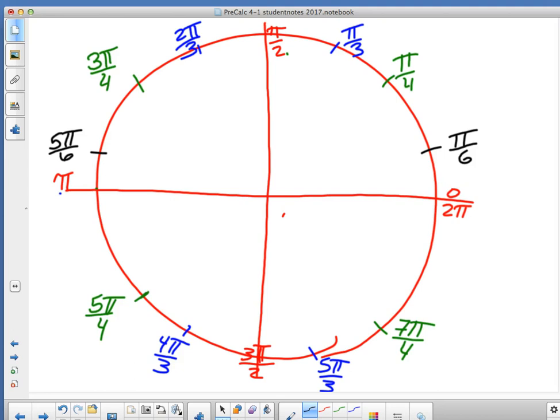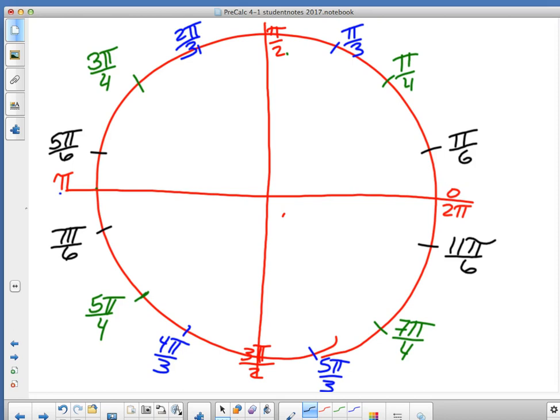Less a pi over 6. Then I go 7 pi over 6, 8 pi over 6, which is 4 pi over 3, 9 pi over 6, which is 3 pi over 2, 10 pi over 6, that's 5 pi over 3. So that's already there. And then I go 11 pi over 6. Did you notice that the pi over 6s clump around the x-axis? Crazy, right?